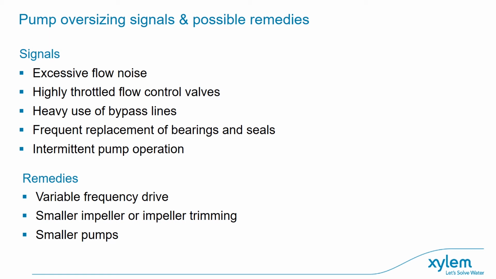Another signal is the heavy use of bypass lines for pumps, which are used in order to make the pump run at its correct duty point, let's say, but with an enormous amount of energy which is essentially wasted, and a subsequent erosion of all the components of the system. Frequent replacement of bearings and seals might be witnessing the presence of vibration and a consistent degradation of the system itself. Same thing for intermittent pump operation.